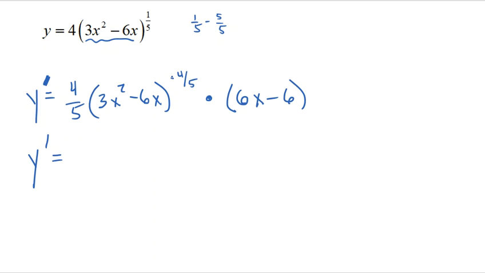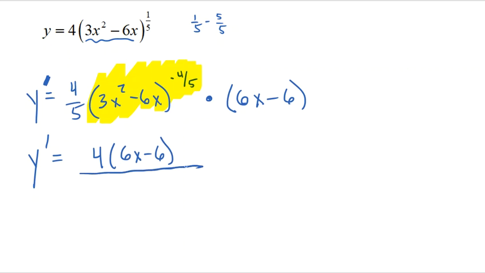I don't like negative exponents, so all of this needs to move to the denominator. That way, it can have a positive exponent. So I have 4 times 6x minus 6. The 4 didn't want to go anywhere. The 6x minus 6 didn't want to go anywhere. And in the denominator, I have 3x squared minus 6x to the positive 4/5. And then again, that 5 is down there as well. Don't forget that 5 was in the denominator. So there's my 4/5, 6x minus 6, but I did move the 3x squared minus 6x down, so it has a positive exponent. And I would not mind that as a final answer.